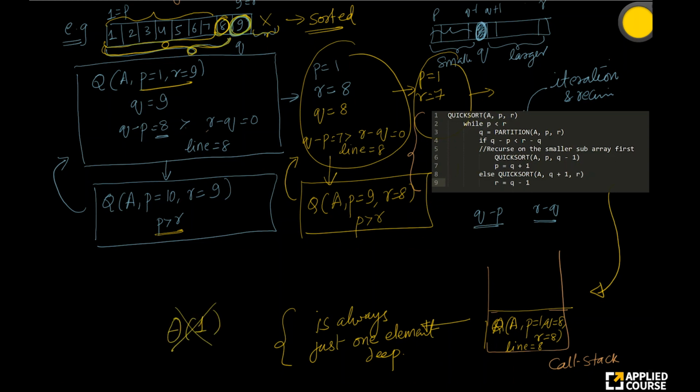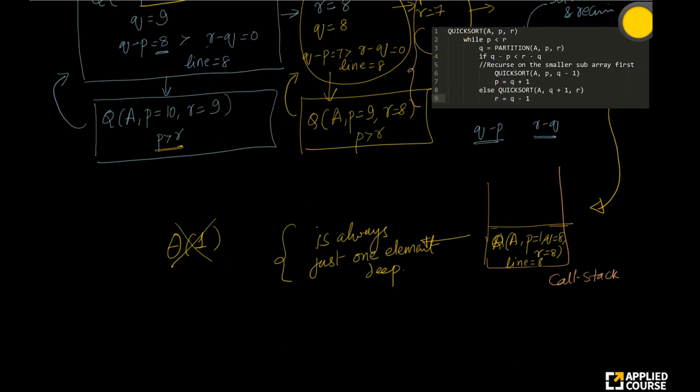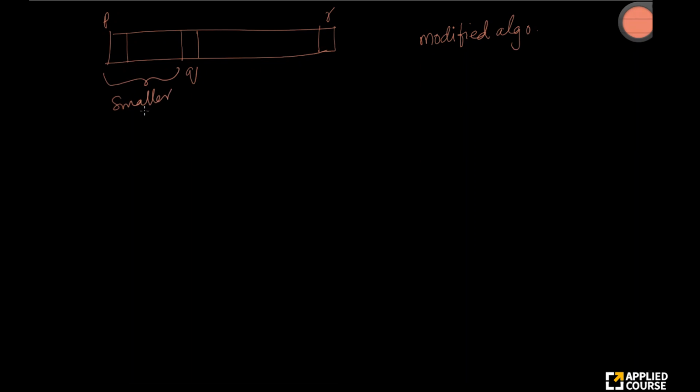true, because I'll construct an example now where the space complexity, look at what this algorithm is doing. Intuitively speaking, what the algorithm is doing is very interesting. Suppose you have an array like this, with P and R. Let's assume my pivot element Q is here. So what the modified algorithm is doing in a nutshell is, it first processes the smaller subarray. It processes the smaller subarray recursively.